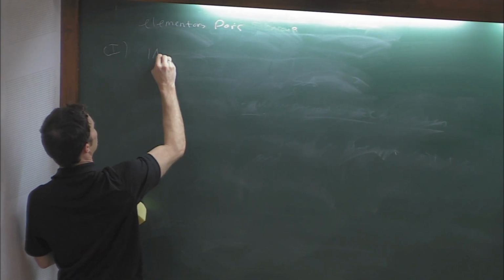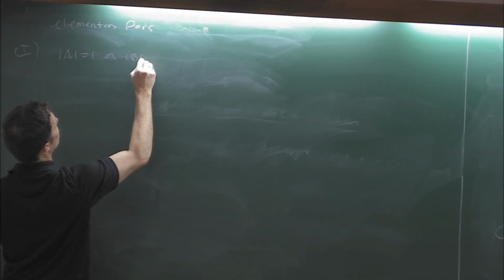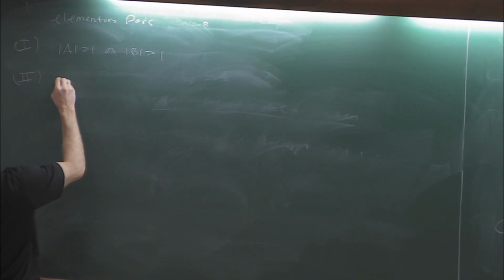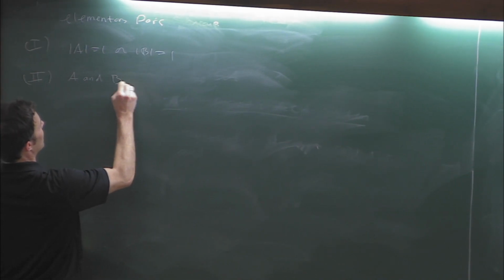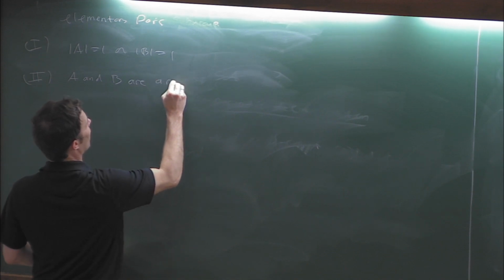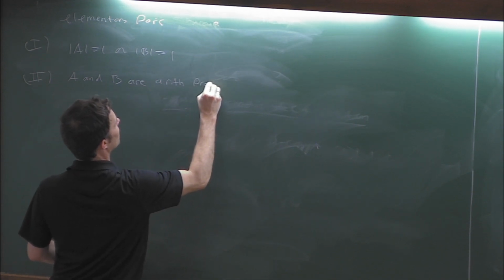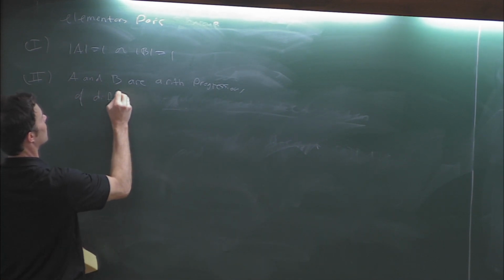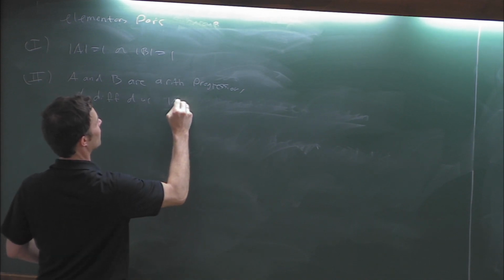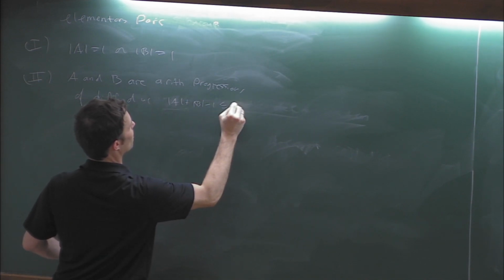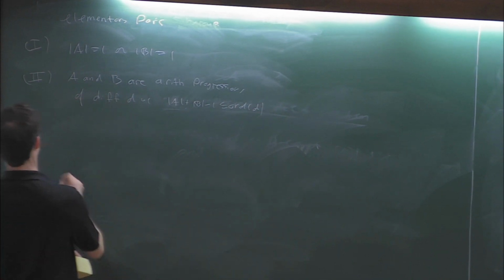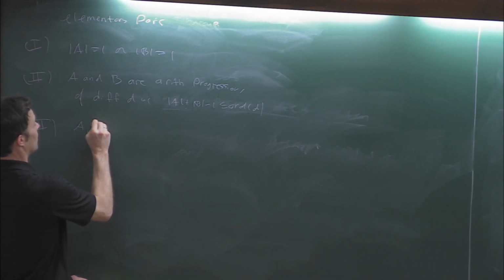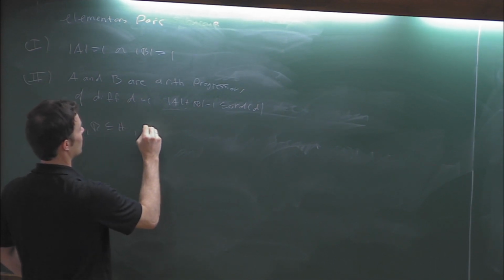Our first option is that either |A| equals 1 or |B| equals 1. It's going to be our type 1 elementary pair. Our type 2 is A and B arithmetic progressions with the same difference d, with |A| + |B| - 1 being no more than the order of d. Our type 3 ones are that A and B, after translation, are inside H.